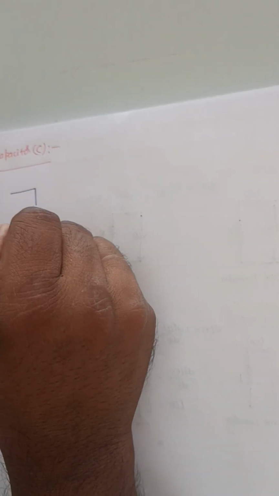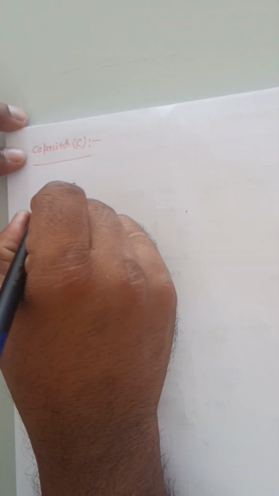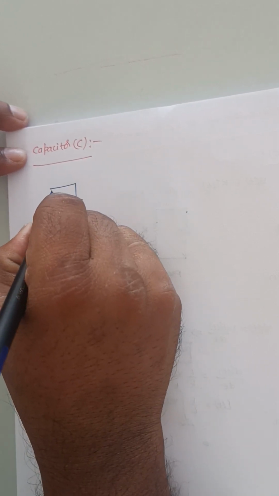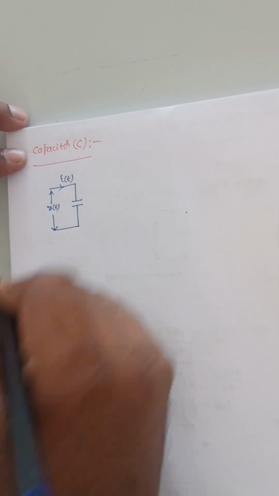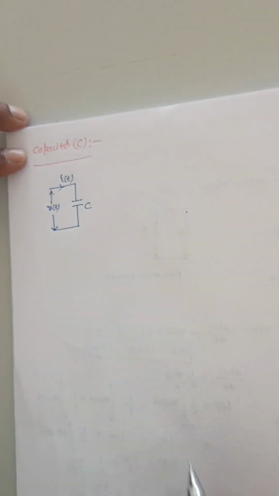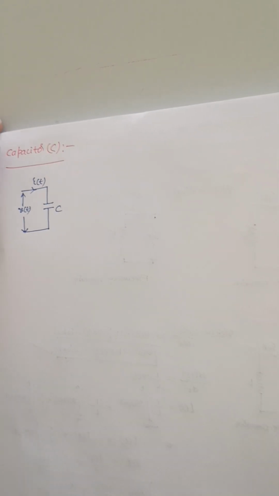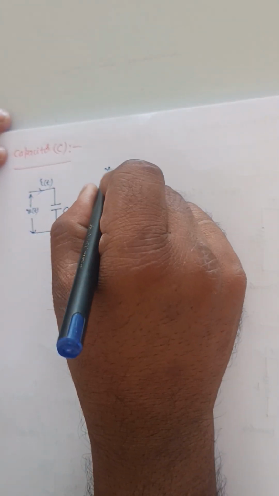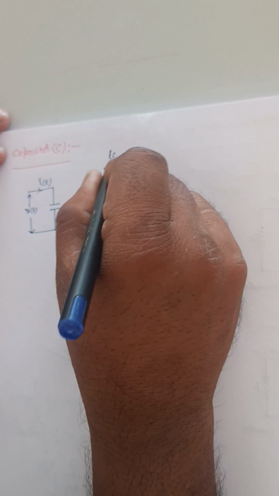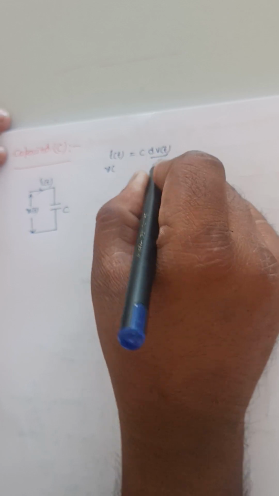Suppose this is a capacitor. The voltage across it is V of t, and this is the current flowing through this capacitor, I of t. The value of the capacitance is C here. Now the voltage and current relationship in a capacitor: I of t is equal to C into dV of t by dt.